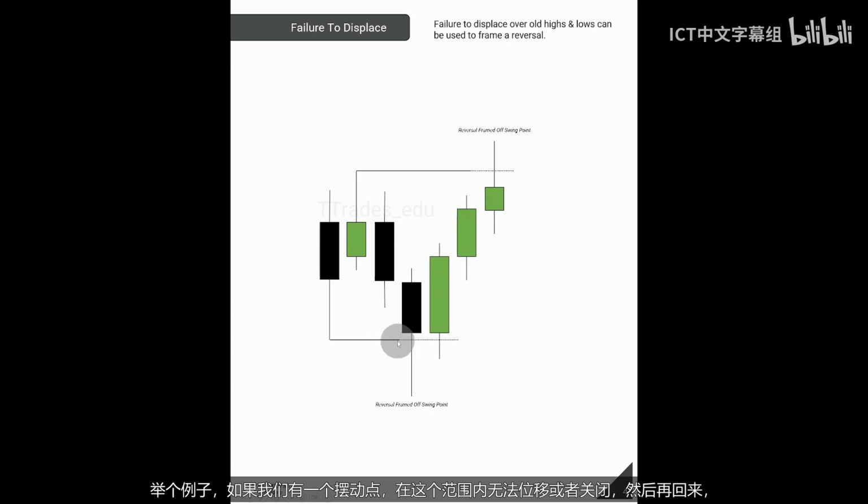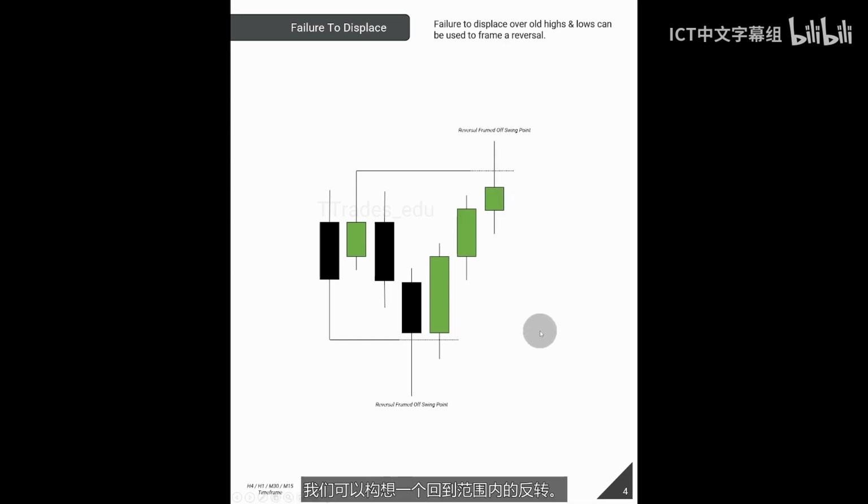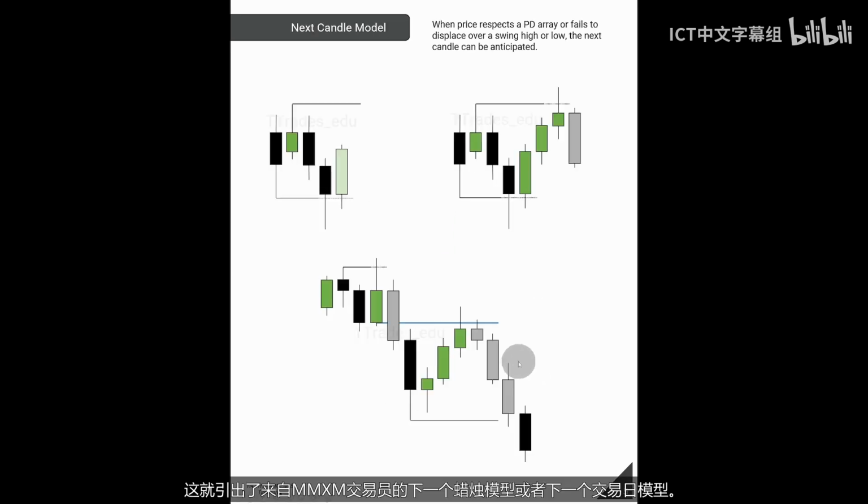So for example, if we have a swing point where we fail to displace or close outside the range and come back in, this can be used to frame a reversal higher. Similarly up here, if we fail to displace out of this range, we can frame a reversal back into the range. That brings me to the next candle model or the next day model from the MMXM trader.